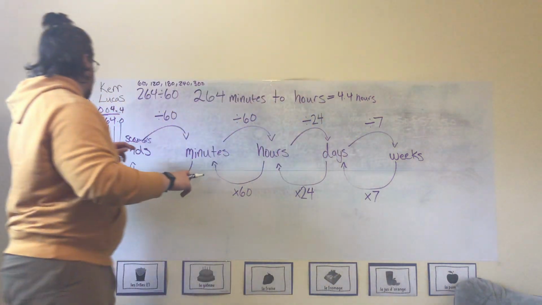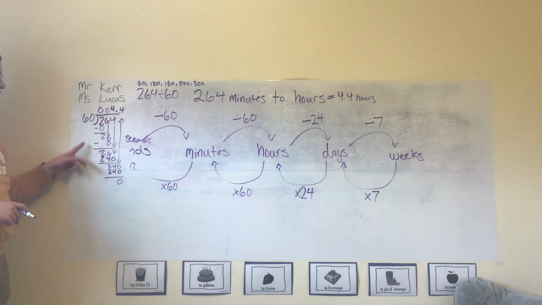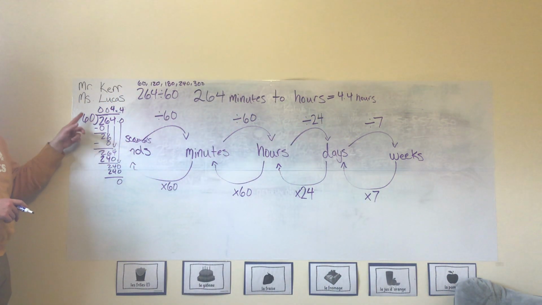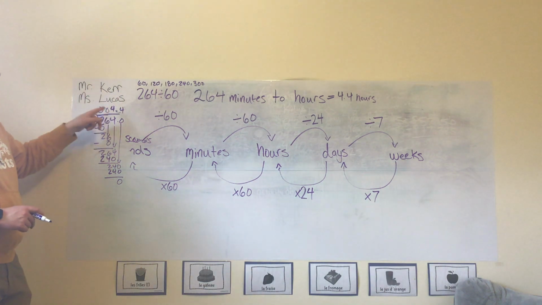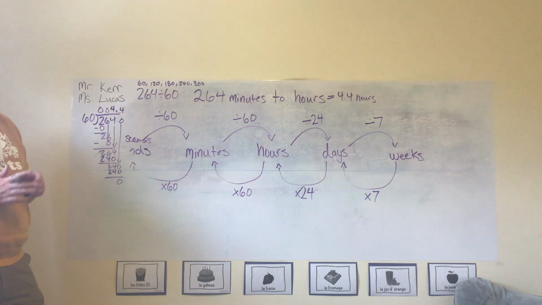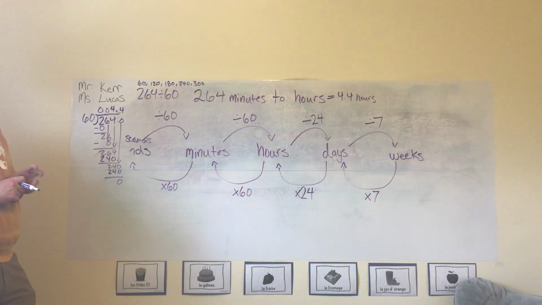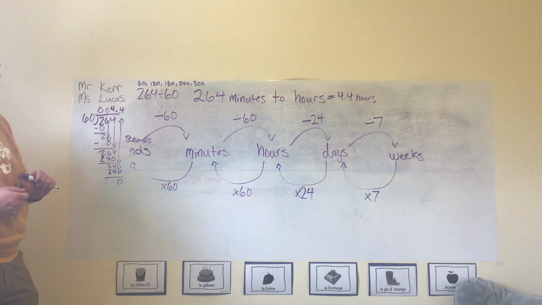Do you see how we divided 264 by 60, and that gave us 4 4/10, so 4 4/10 hours. We also could say 4 hours and 24 minutes, so the remainder we could still leave in minutes and say 4 hours and 24 minutes, but you can also put it in the decimal place like we did there.